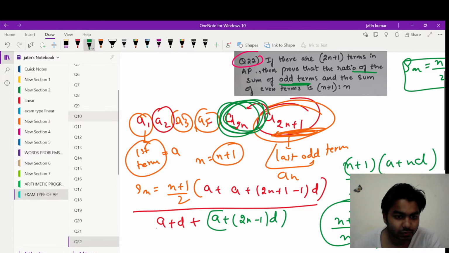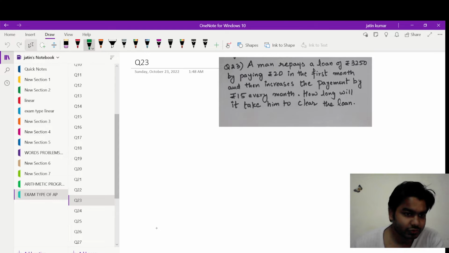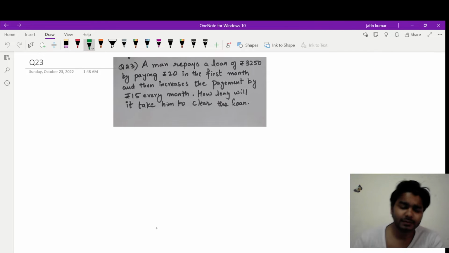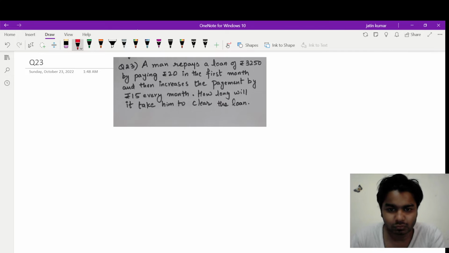Okay, now we will move on to question number 23. I agree that this was quite a tricky question, but if you repeat it you will get the idea, right? Question number 23 says: a man repays a loan of 3250 by paying rupees 20 in the first month and then increases the payment by rupees 15 every month. How long will it take him to clear the loan?